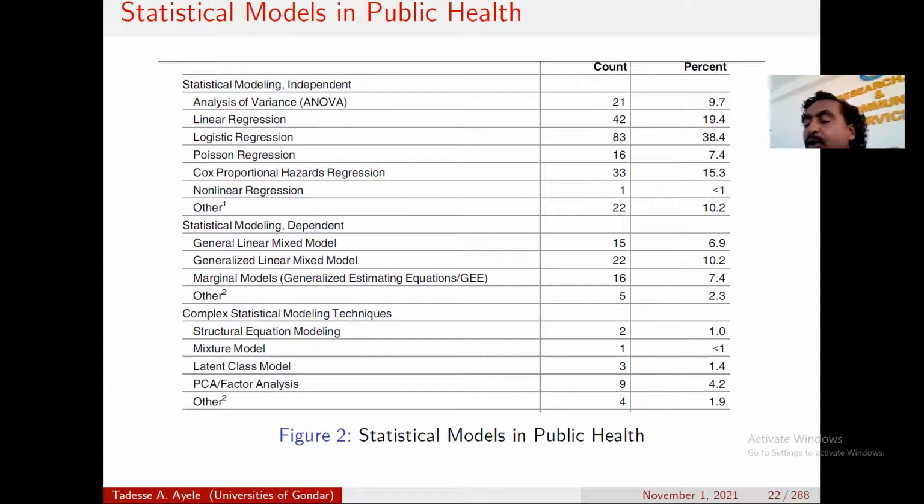It's good for you to know what are the most frequently used models. Are you with me? Is everyone with me?